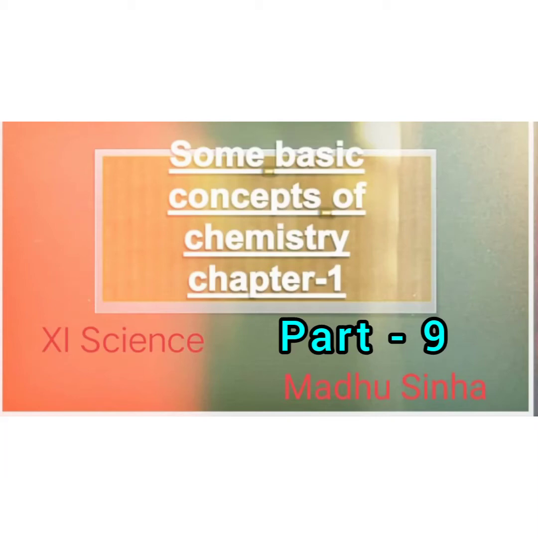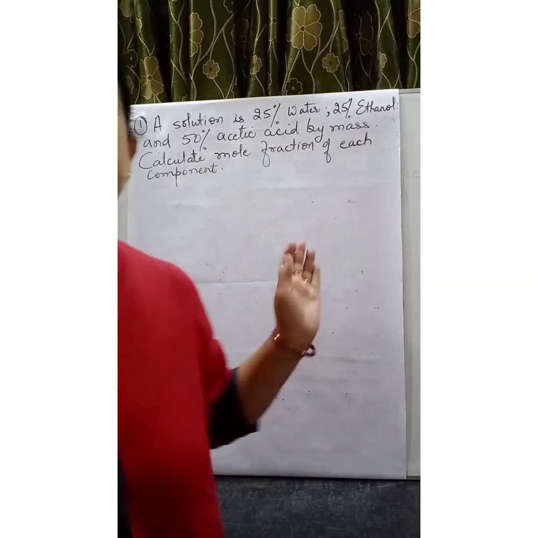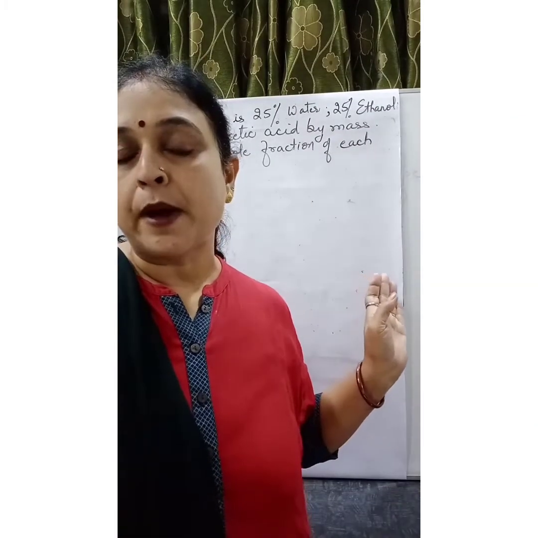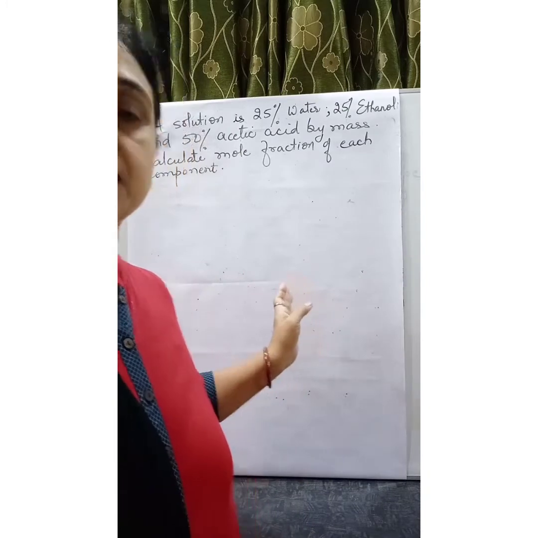Some basic concepts of chemistry. Chapter 1, Class 11 Science, Part 9. Let us understand the first type of numerical based on mole fraction.